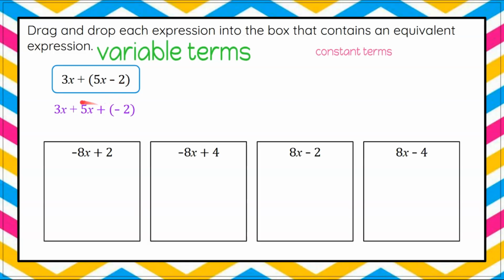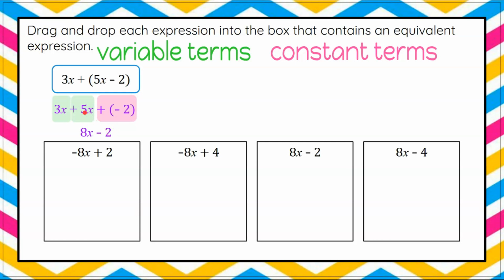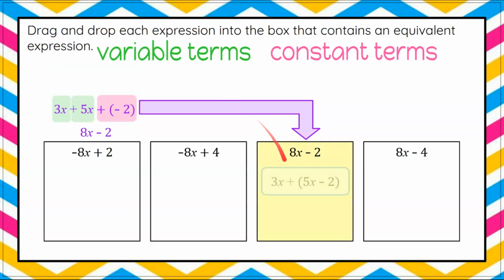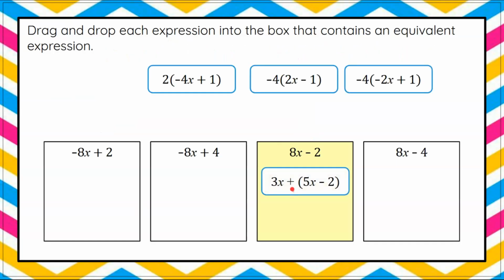Now I have my variable terms and my constant term. So 3x plus 5x is going to be 8x, and then I just have my one constant term of negative 2. So combine variable terms, I get 8x, and then add negative 2 is the same as subtract 2. So I can see that the equivalent expression is 8x subtract 2. I'm going to drag and drop that expression here. Now let's go back to our workspace. We have 3 expressions left to match up.